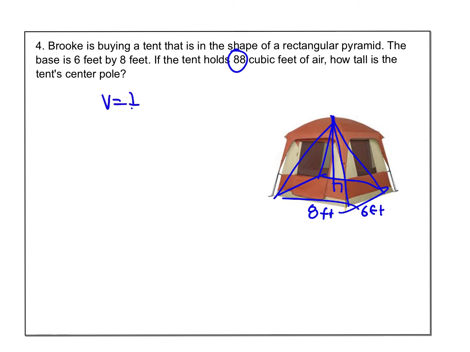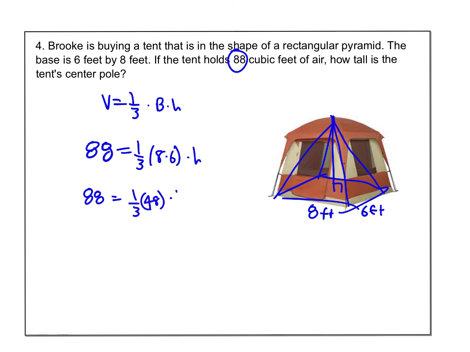So your volume equals 1/3 times the area of the base times the height. We know that the volume is 88. So 1/3, the area of the base will just be 8 times 6, and we're looking for the height. So this will be 1/3 times 48 times h.